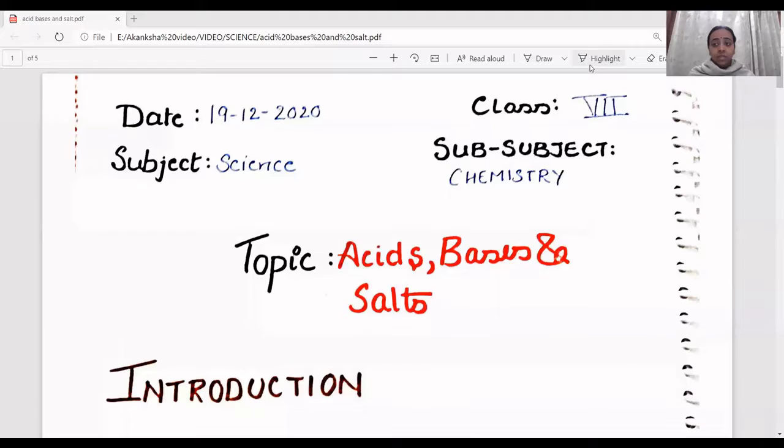Hello everyone, today we're going to study acids, bases and salts, right? This is a topic in chemistry in class 7th and we're going to understand what acids, bases and salts are. Now often the food items that we see have a taste, whether sour or bitter, right? Now, this sour and bitter taste of food is due to certain reasons.